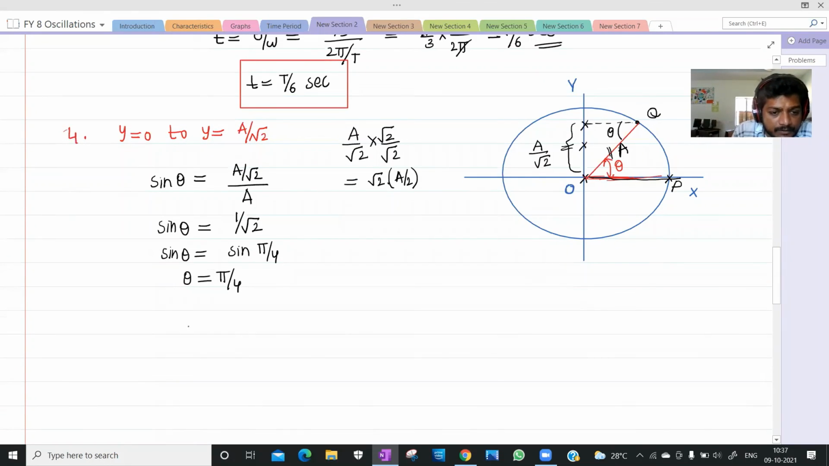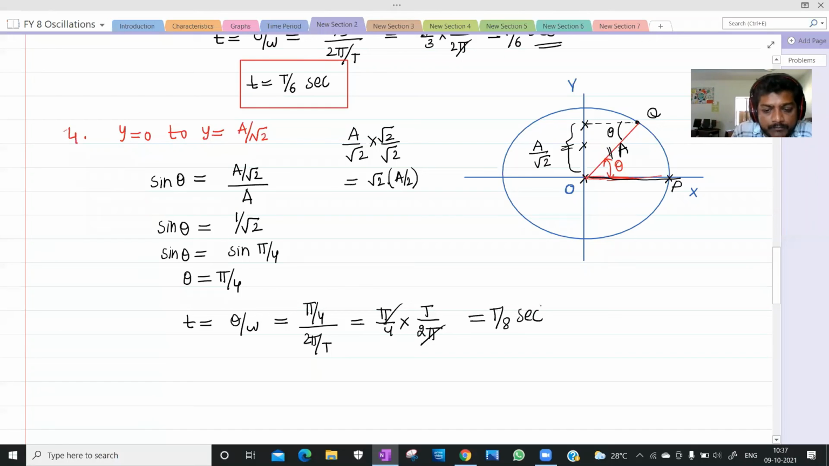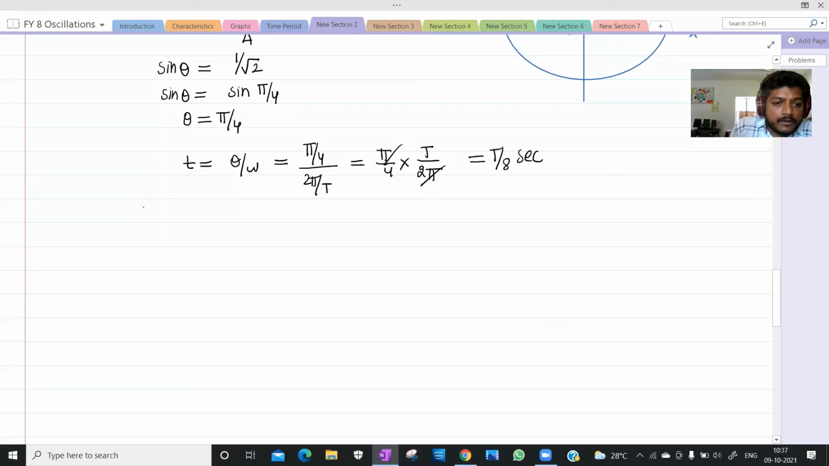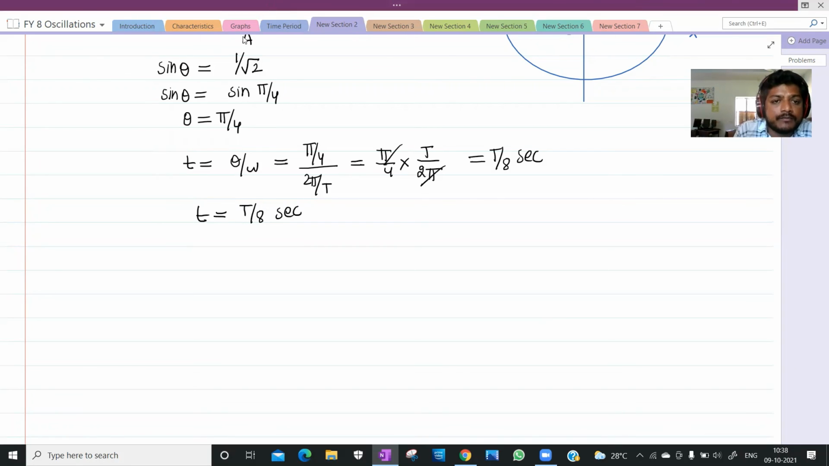Now t equals theta by omega. You know everything, right? Very good. Pi by 4 divided by 2 pi by T, which gives T by 8 seconds. So t equals T by 8 seconds. Understood?